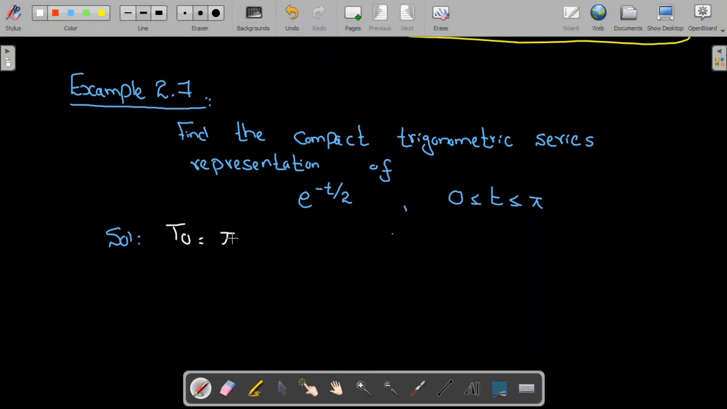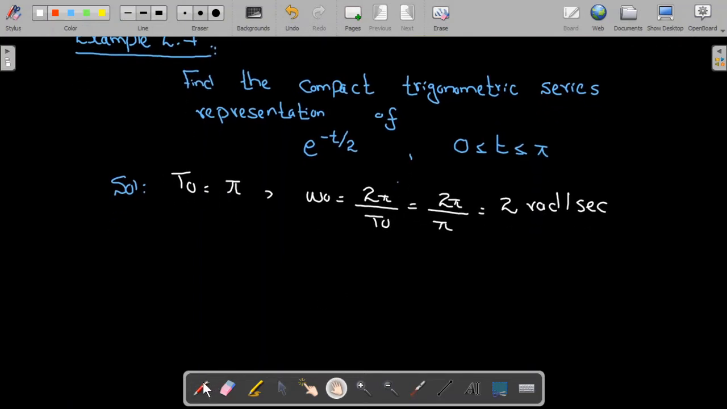So the time period is equal to pi, which means that omega naught, which is equal to 2 pi divided by t naught, is going to be equal to 2 pi divided by pi, which is 2 radian per second. So the omega naught, which is the angular frequency, is found to be 2 radian per second. And then the fundamental frequency, or f naught, is equal to 1 by t naught, and that is going to be 1 by pi.